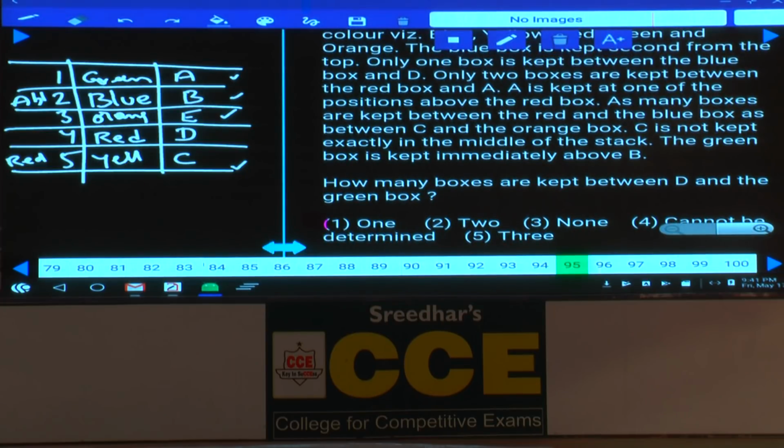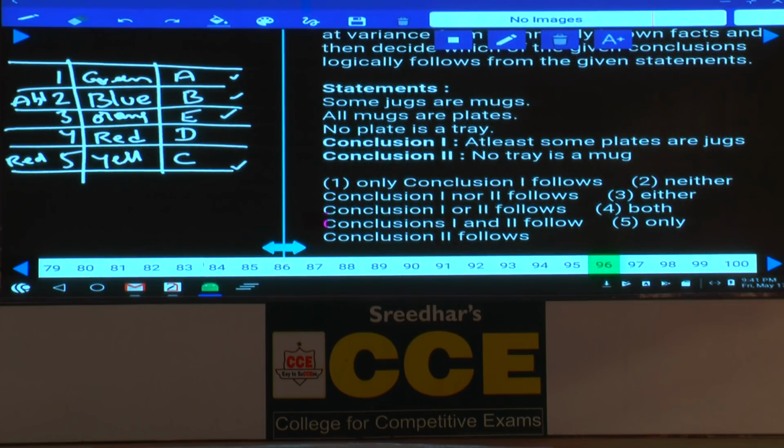Then question number 95. How many boxes are kept between D and the green box? Between D and the green box there are only 2, so choice 2 is the answer for 95. Then 96 to 100.